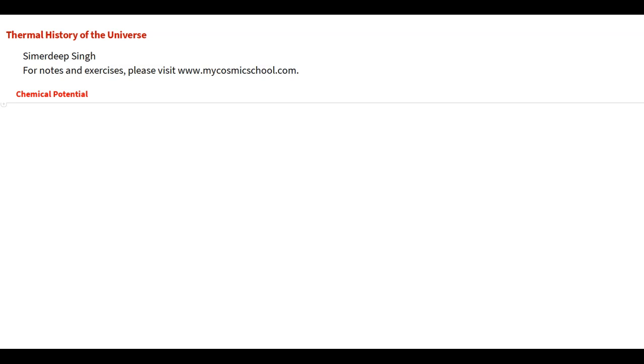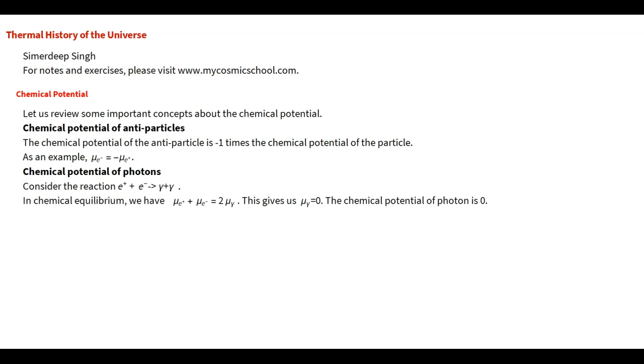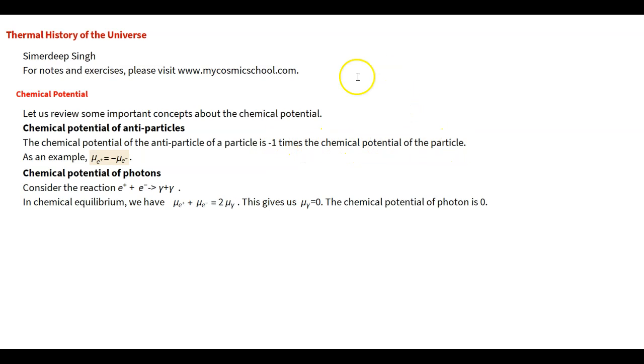Next, let us look at some important concepts related to chemical potential. The chemical potential of the antiparticle of a particle is -1 times the chemical potential of the particle. As an example, the chemical potential of positron is -1 times the chemical potential of electron.